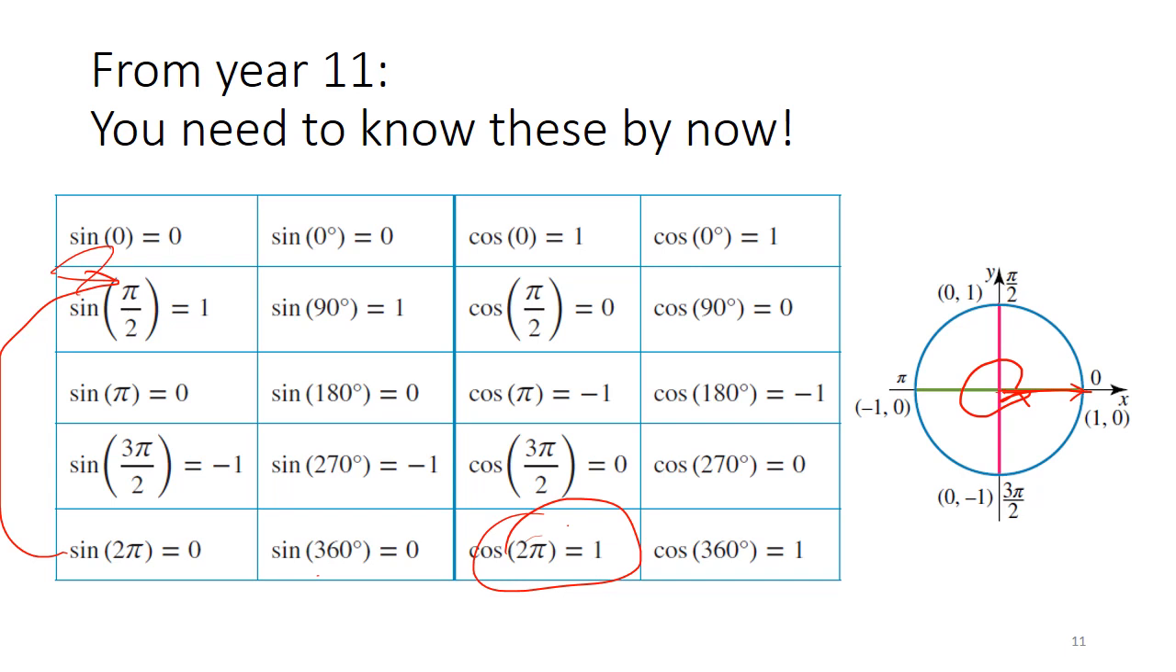And then we keep going. What about sine 450 degrees? What do you think that would be? Have a think about it. But this is very important. You need to know these exact values by now, because these questions can come up in your non-calculator exam, so you can't check with your calculator. You need to understand what these values would be.